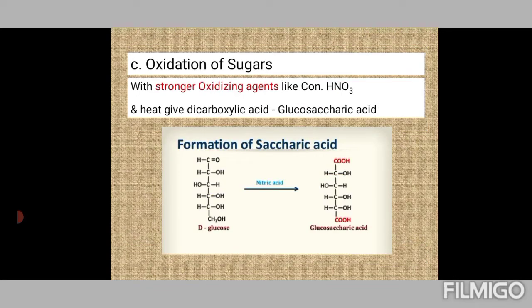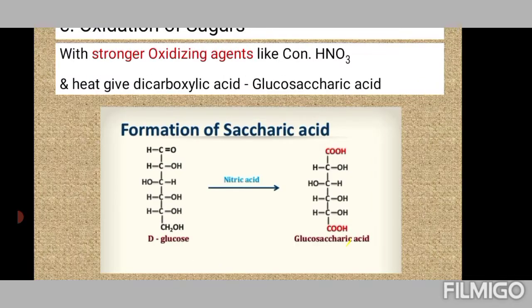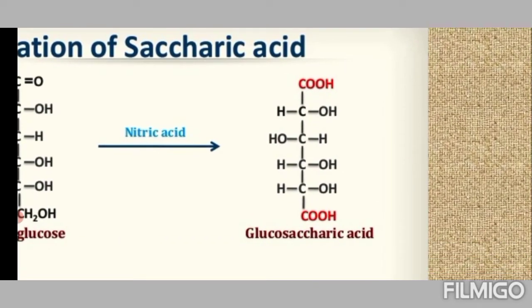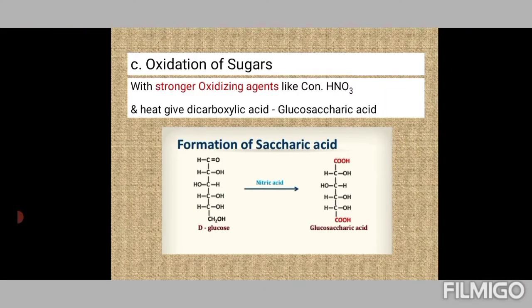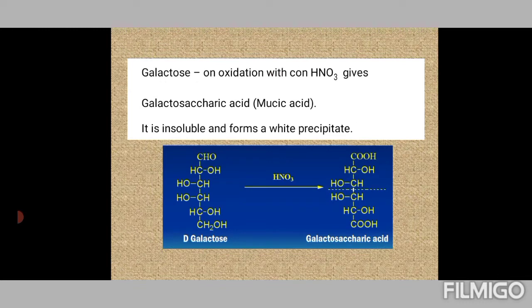Now this is oxidation under strong oxidizing agents like concentrated HNO3 and heat. Under this condition, glucose gives glucosaccharic acid. So what happens here is that both the first carbon and the sixth carbon get carboxylated to give glucosaccharic acid. What happens to galactose? Under the same conditions, galactose gets converted to galactosaccharic acid. This is also called mucic acid, as shown here.